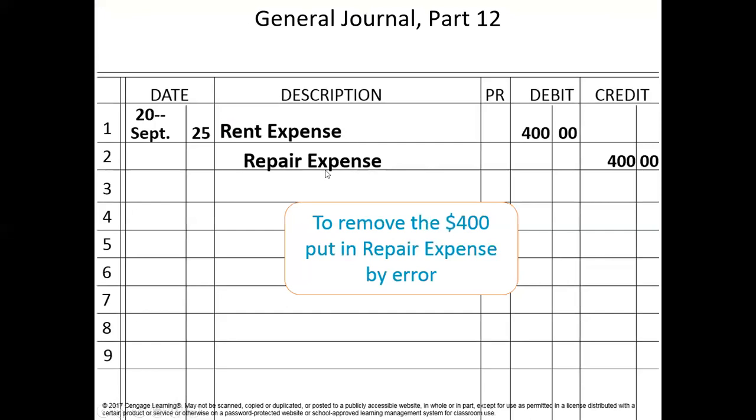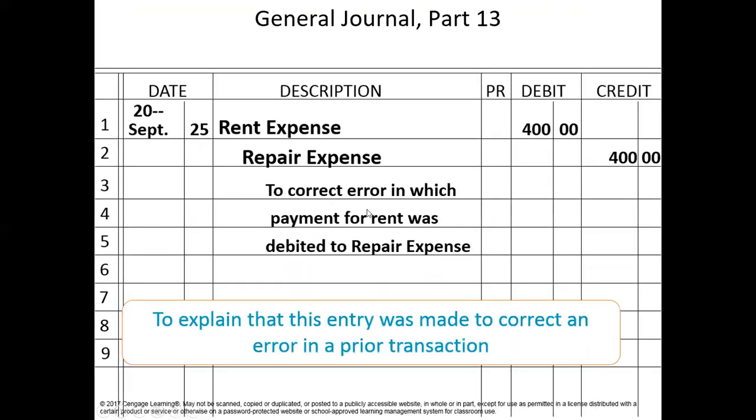Notice here, we reversed. Typically, remember I told you expenses are always debits. So in order to get the amount out of there, I just credit that account. And what that's going to do is effectively make it zero. And in this case, we should probably put a note here saying the reason why we did this is because we had something in the wrong place. To correct the error, which payment was for rent was debited to repair expenses, put in the wrong place.